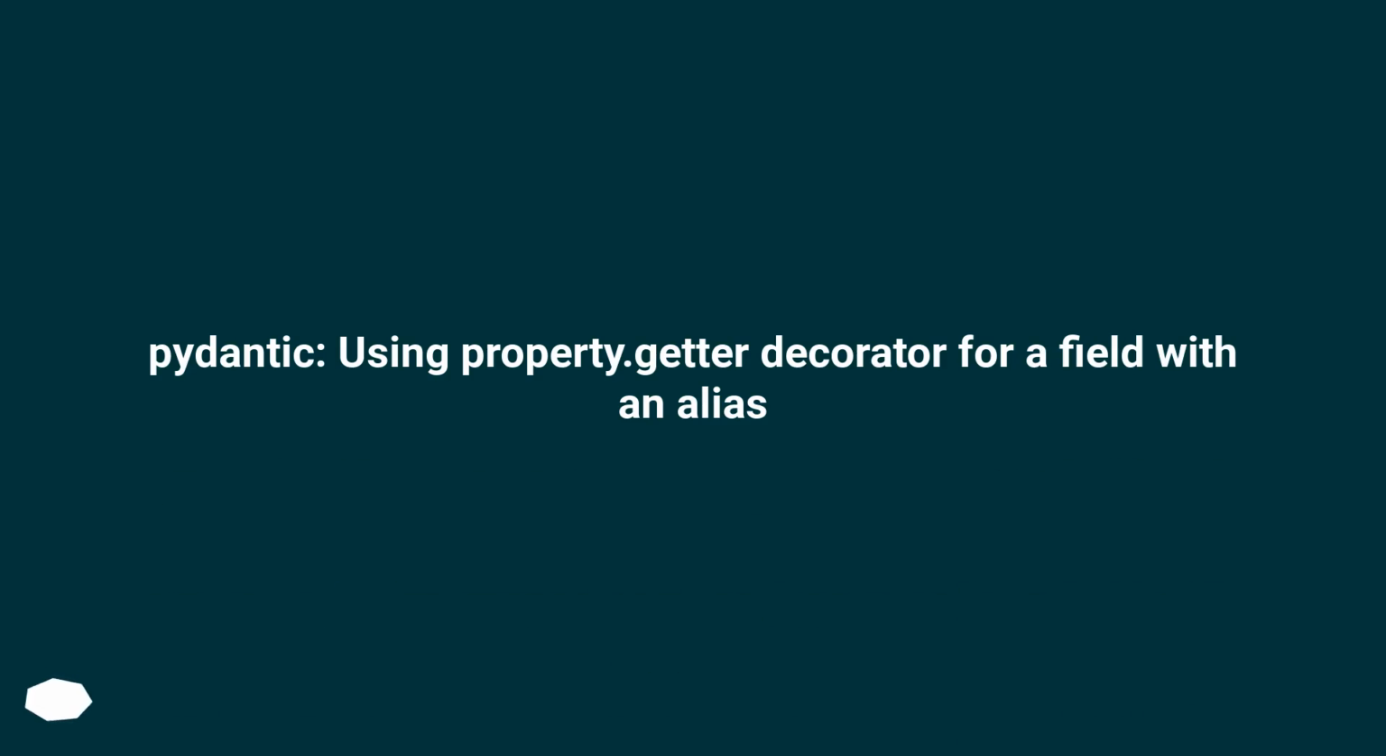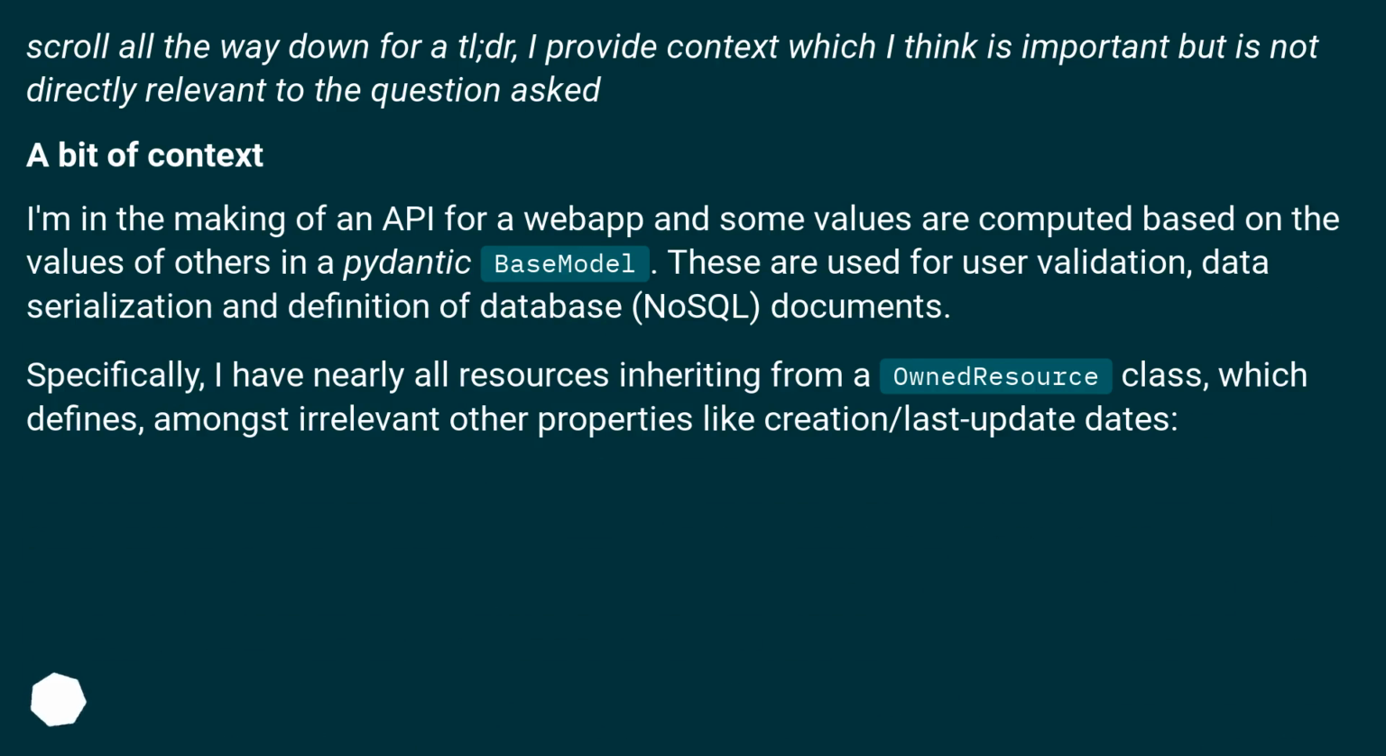Pydantic, using @property.getter decorator for a field with an alias. Scroll all the way down for a TL;DR. I provide context which I think is important but is not directly relevant to the question asked.